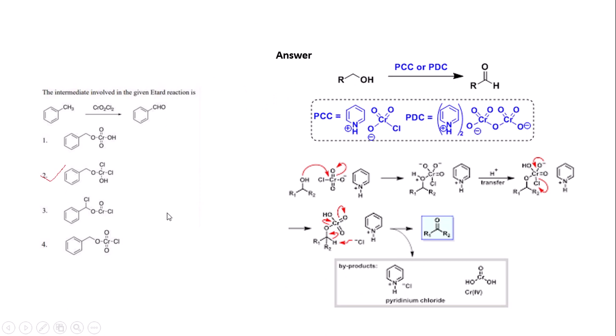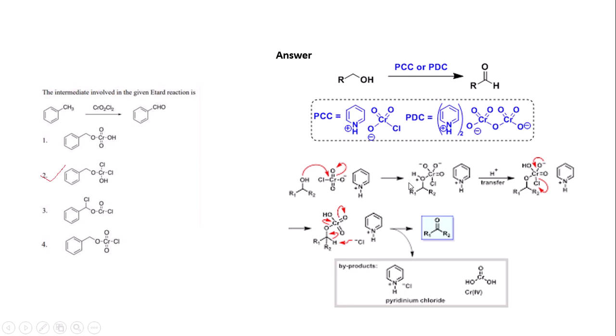And the problem asks what the intermediate is for the conversion of toluene into benzaldehyde. The answer is the one with the two chlorines on the chromium atom, the hydroxyl group, and the benzyloxy group. That is the intermediate for the Etard reaction.